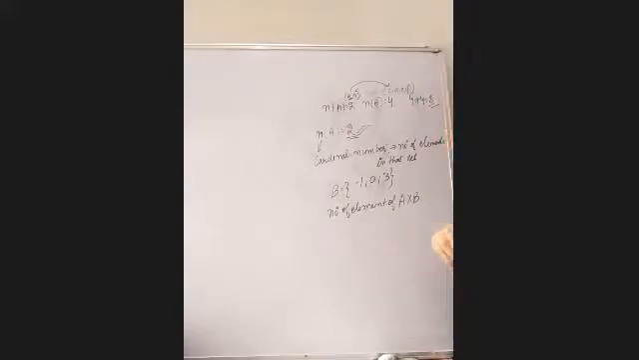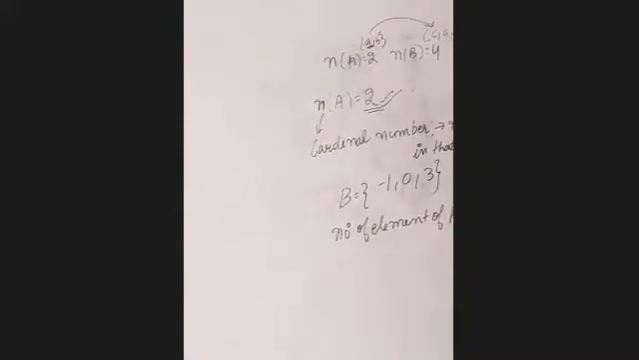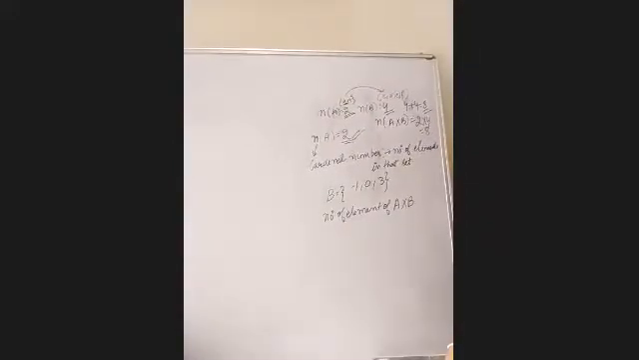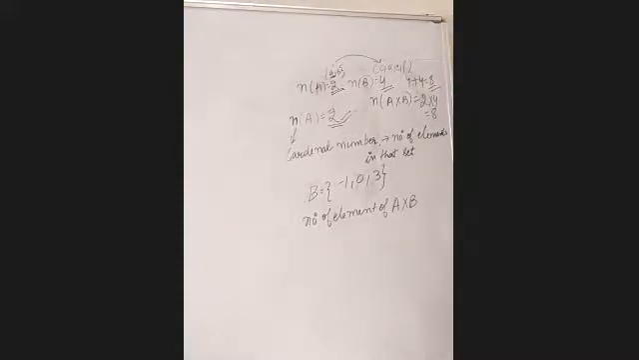Again, if I am having a set A with the number of elements equal to 2, and B, number of elements in B, that is equal to 4. So what is n of A cross B, the number of elements of A cross B? Multiply these values, 2 into 4, that is equal to 8.